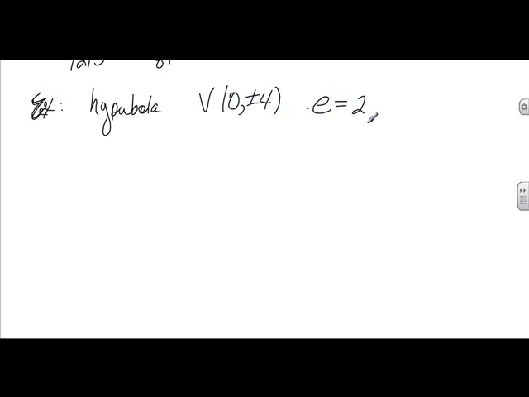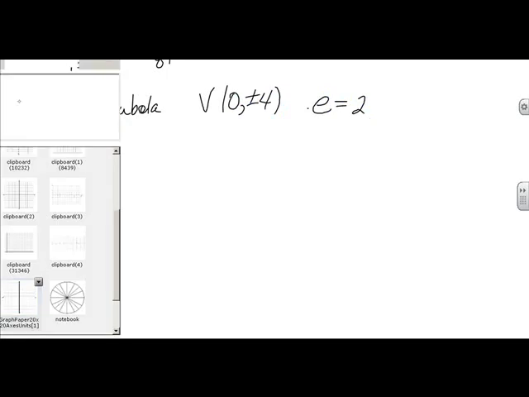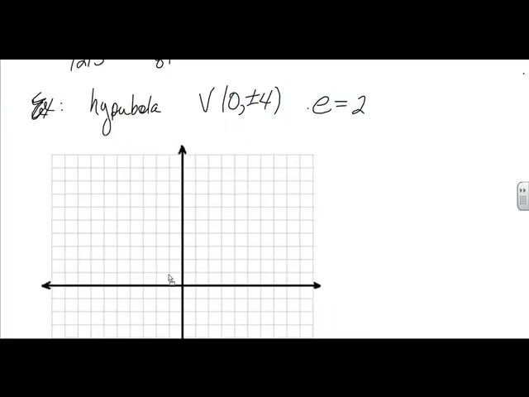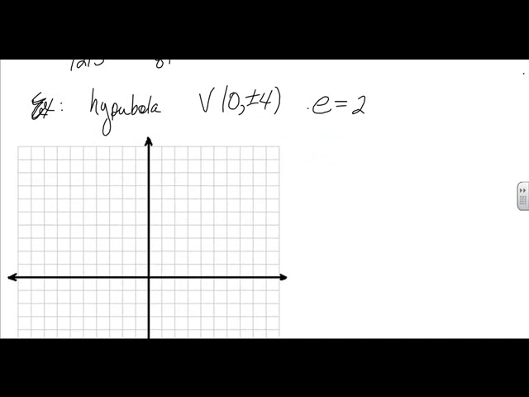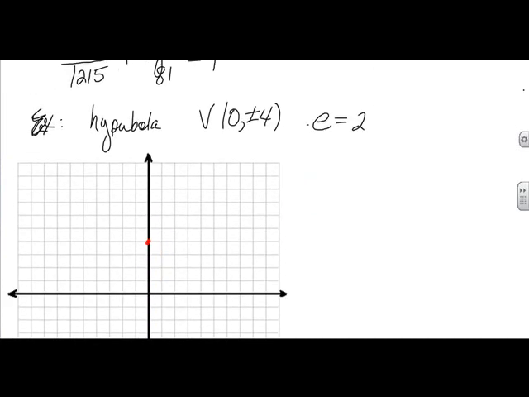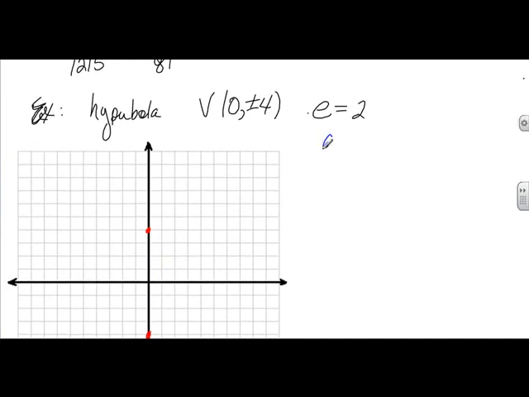And, alright, I'll make this drawing accurate as well, since I can. So what we know so far is the point 0, 4 and the point 0, negative 4. Those are the vertices of my hyperbola, which tells me that the value of a is 4. The value of e is 2. So c, which is a times e, would be equal to 8.